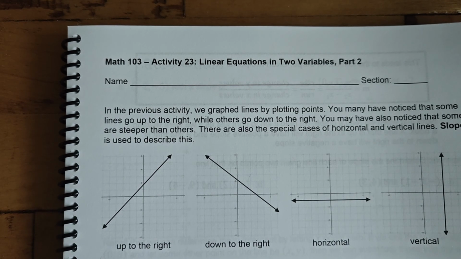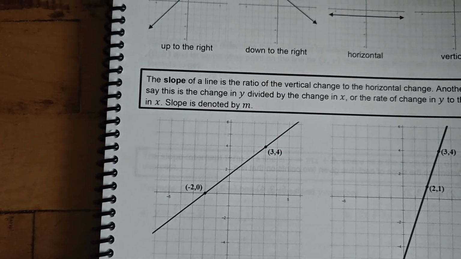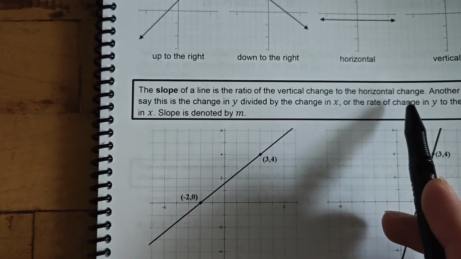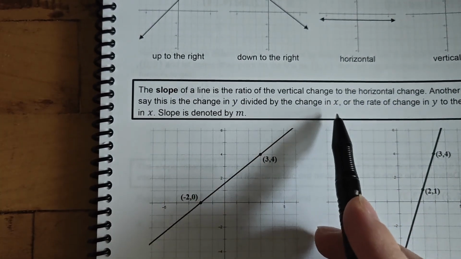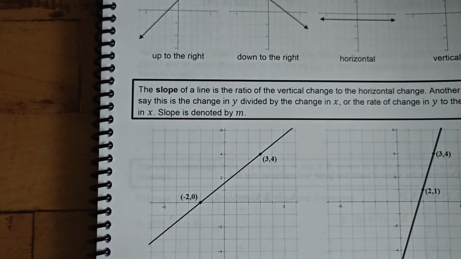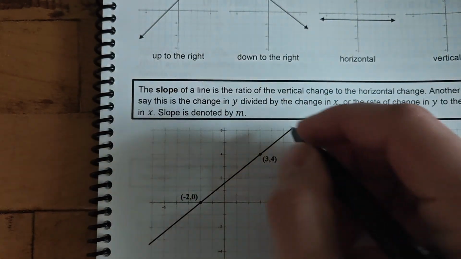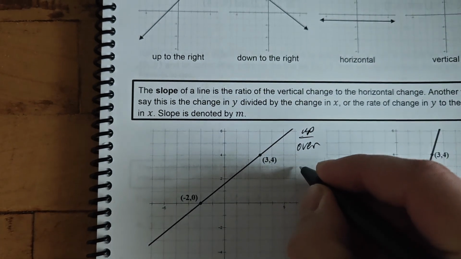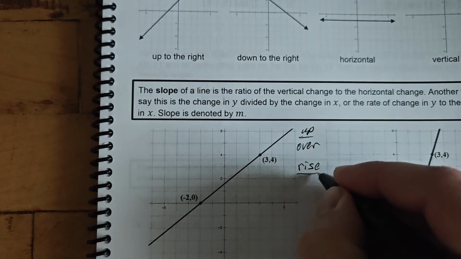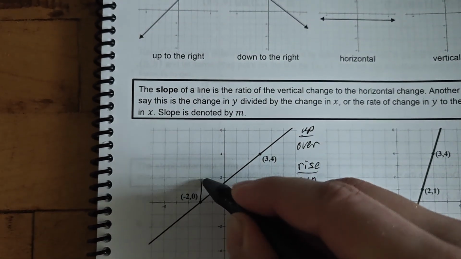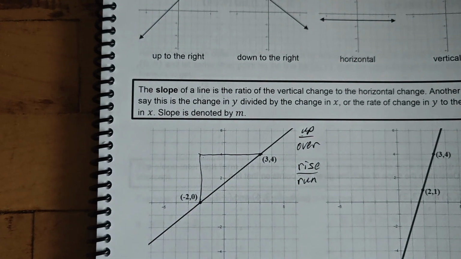So here we are taking linear equations in two variables part 1 and extending it to the slope of a line, which is the ratio of the vertical change to the horizontal change. Change in y divided by change in x, or rate of change, denoted by m. I also think of this as up divided by over, or rise divided by run. How far up you go on a line divided by how far over you go on a line.